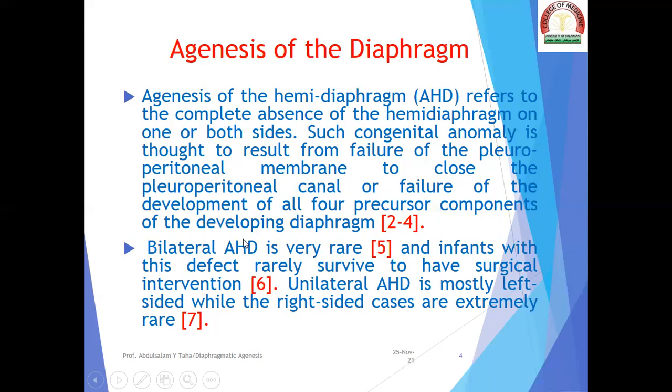Bilateral agenesis of the diaphragm is very rare, and infants with this defect rarely survive to have surgical intervention. Unilateral agenesis of the hemi-diaphragm is mostly left-sided, while the right-sided cases are extremely rare.